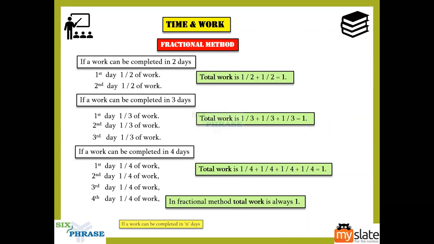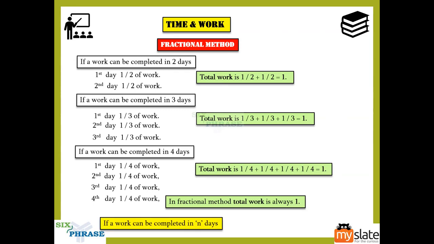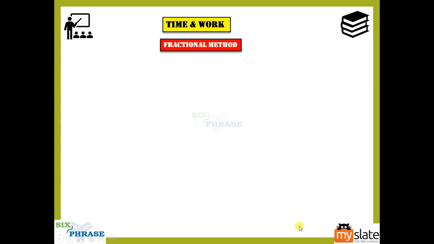If a work can be completed in n days, each day's work will be 1 by n. This is not very hard to comprehend, guys. Look at this. If a work is completed in 2 days, each day's work is 1 by 2. If a work is completed in 3 days, each day's work is 1 by 3. If a work is completed in 4 days, each day's work is 1 by 4. So you can just generalize: if a work can be completed in n days, each day's work is 1 by n.